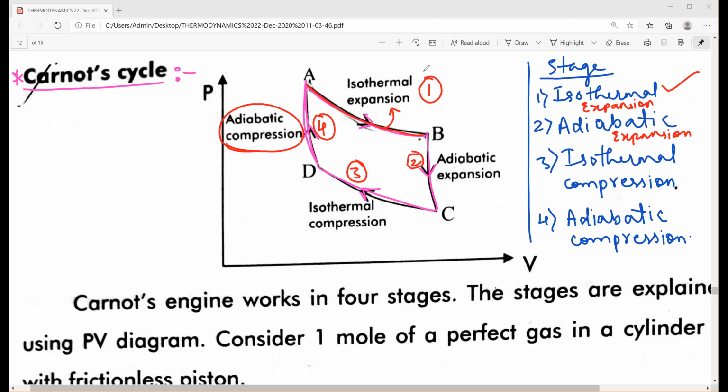And next, the second process is adiabatic expansion, let us discuss. In adiabatic expansion, the cylinder is placed on an insulating stand and the gas is allowed to expand adiabatically till the temperature falls from T1 to T2.